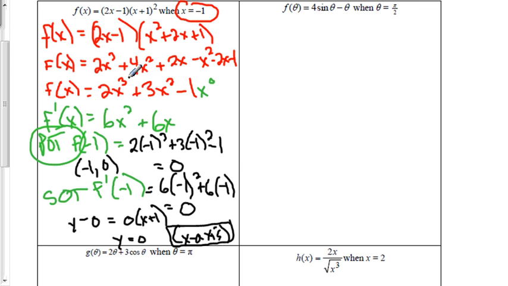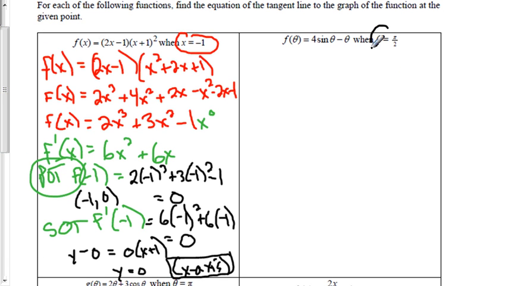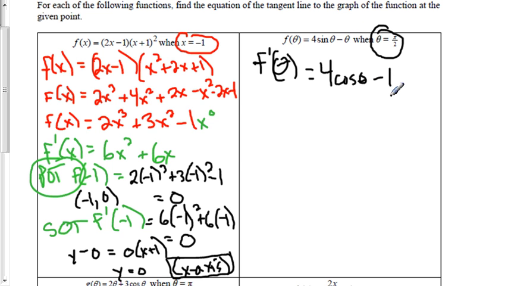All right, let's do the same thing for the second one. We're looking when theta is equal to pi over 2. I don't need to simplify this, so we're just going to take the derivative, and we treat theta like x. So the derivative of f, or f prime of theta, is going to end up being 4, and then the derivative of sine is cosine, so we get 4 cosine theta. And if I took the derivative of x, it'd just be 1, like x to the first, but that's going to be -1.